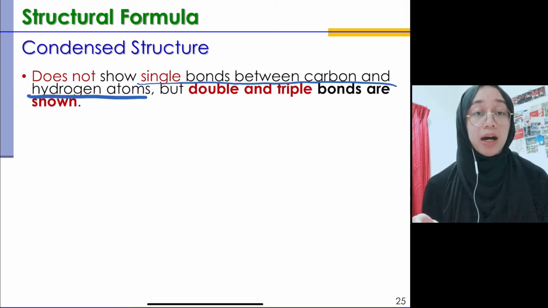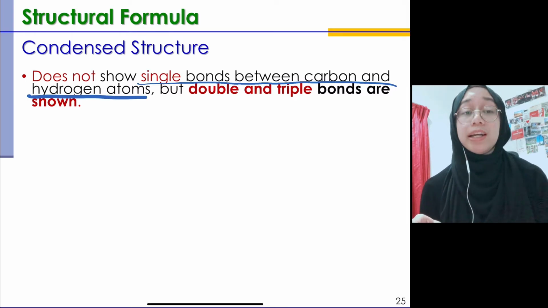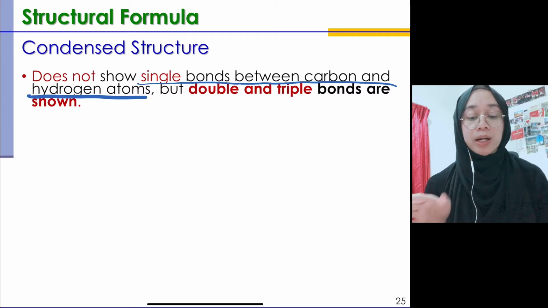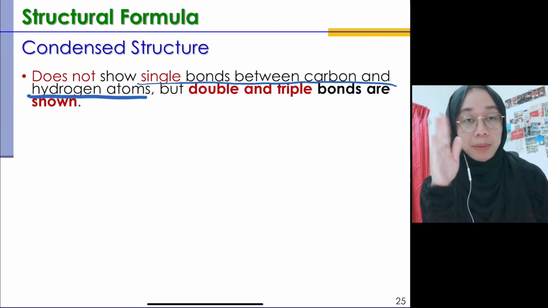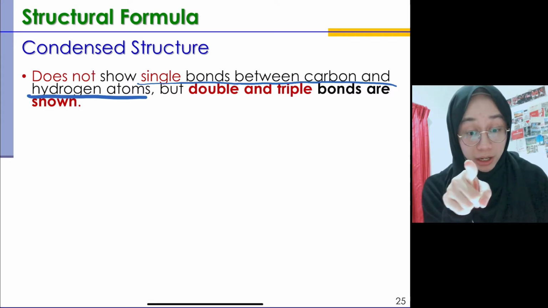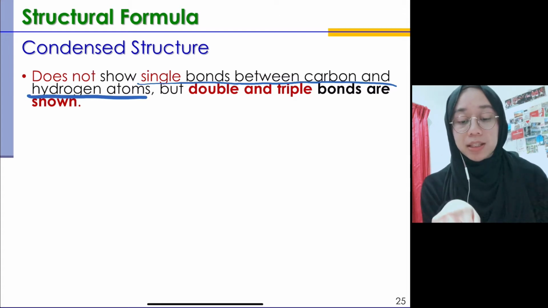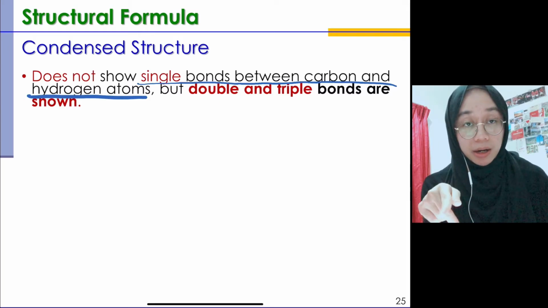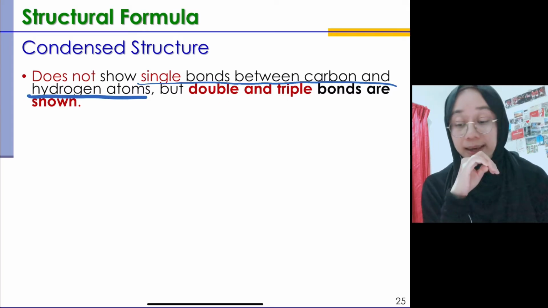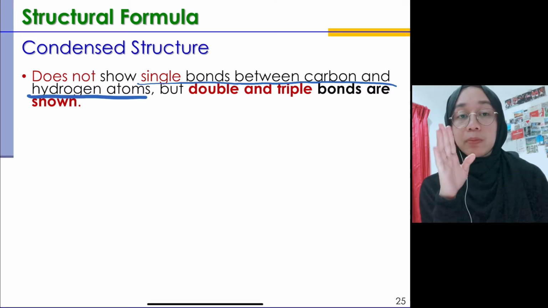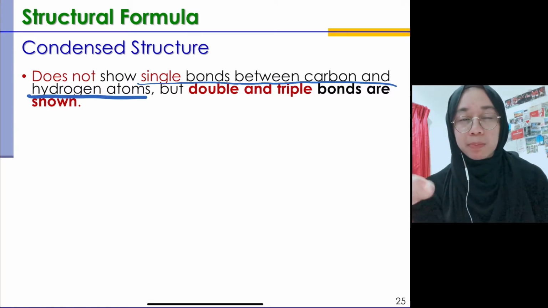Okay, sebenarnya antara carbon dengan carbon pun dia tak tunjuk juga. Okay, so bukan sahaja antara carbon dengan hydrogen, tapi carbon dengan carbon single bond. Okay, single bond dia tak tunjuk. But then if it is a double bond ataupun triple bond antara carbon dengan carbon, kita kena tunjuk. Okay, so kalau benda-benda lain pula adalah benda-benda lain, nanti kita akan tengok ada je bond yang boleh tunjuk.